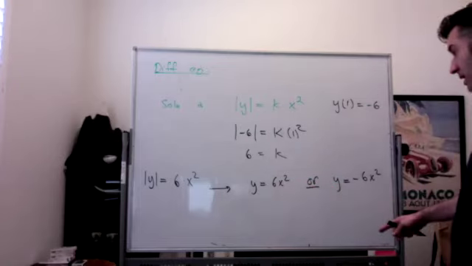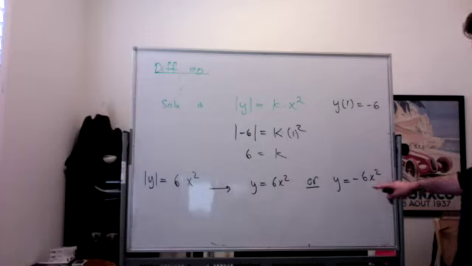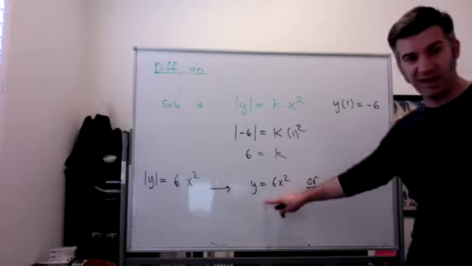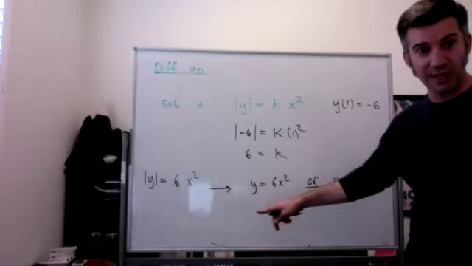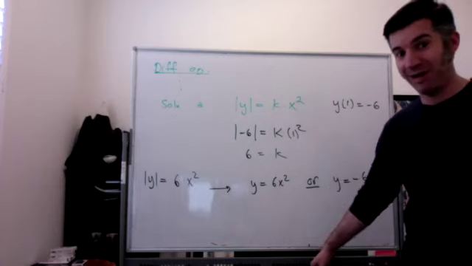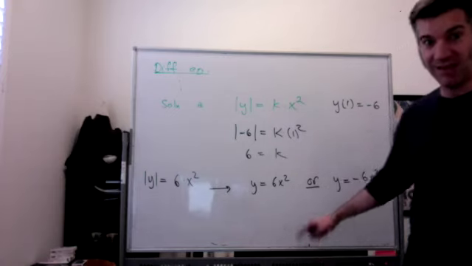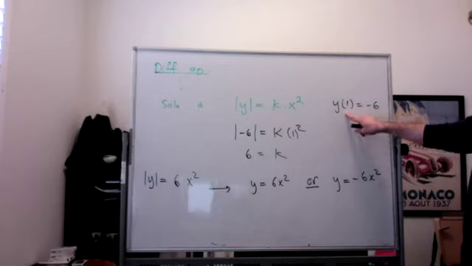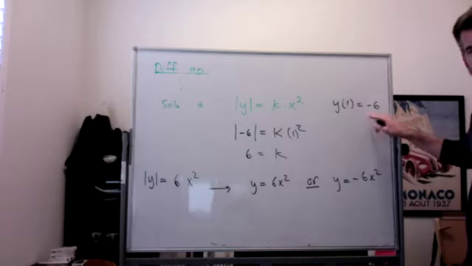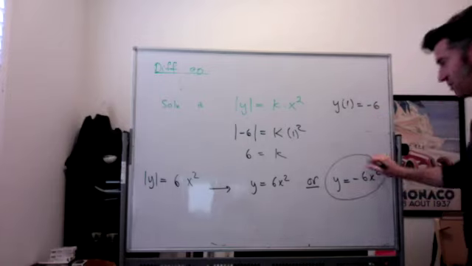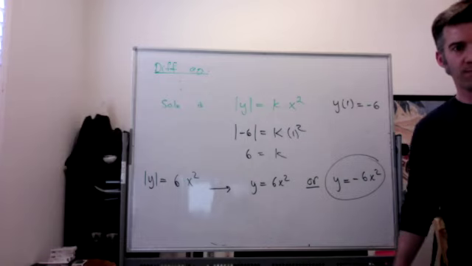You can't be plugging in x equal to 2 and getting -6 times 4 and +6 times 4. So which one is it? Well, it depends on the initial condition. And the initial condition says that y of 1 has to equal -6. So it has to be that one.